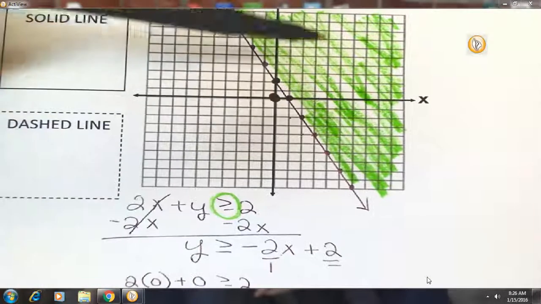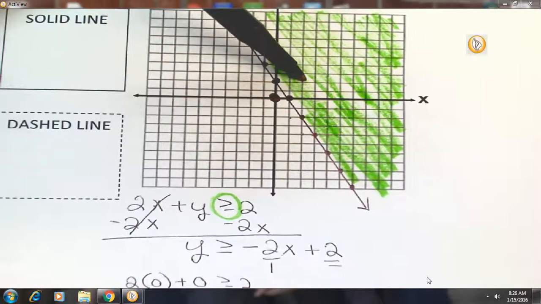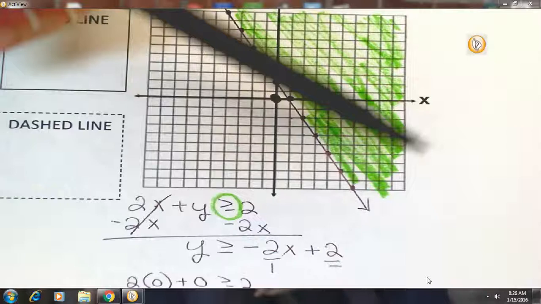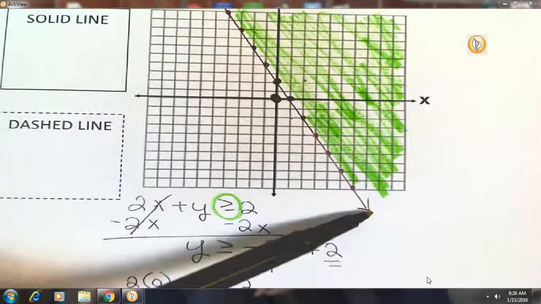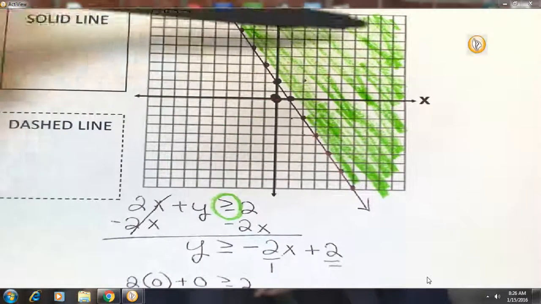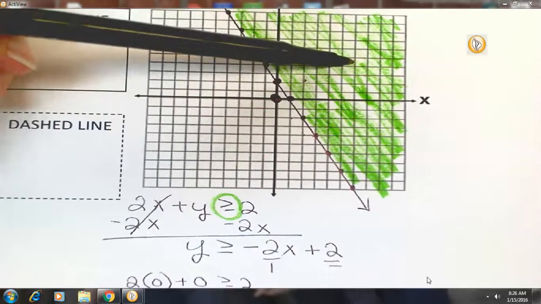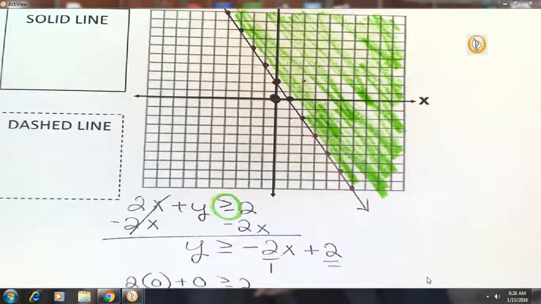What if I was to test something over here in the green shaded area? Would that be a solution? Yes. That's why we shade. Every single ordered pair in this green shaded area or on this particular line is going to be a solution. So if I ask you where are the solutions, where would you tell me? In that green shaded area. So let's graph the second inequality.